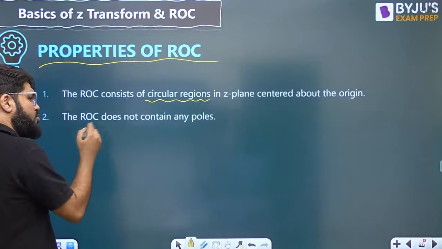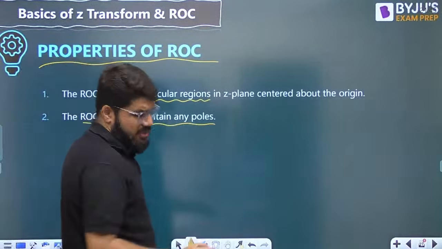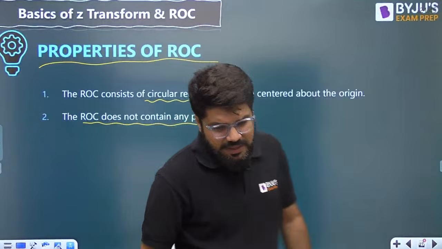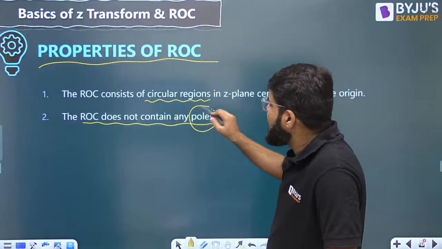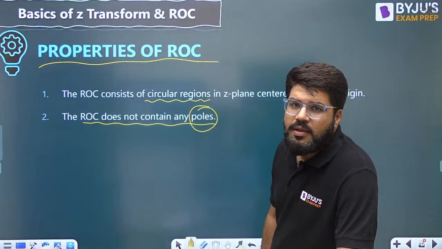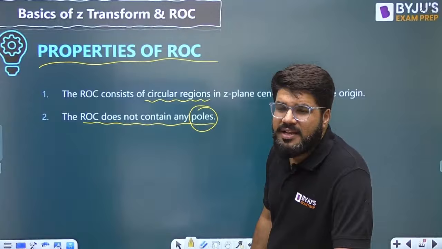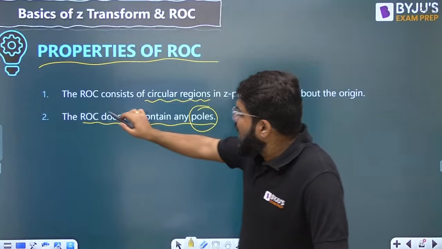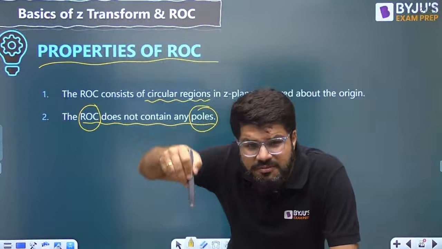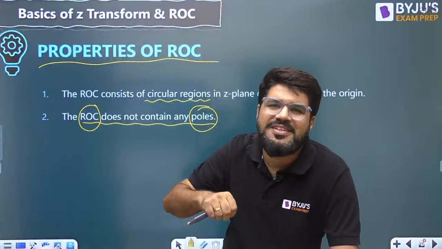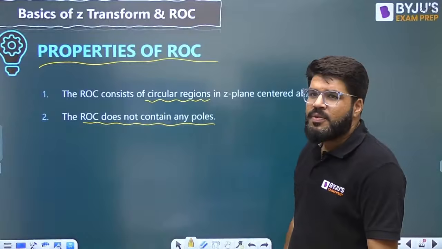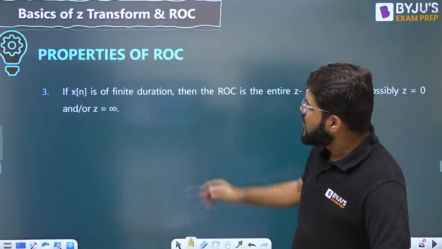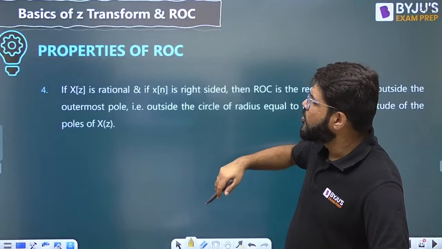As I have already shown you, ROC cannot contain any poles. The simple logic, once again let me repeat: a pole is a value where the Z transform is undefined, while ROC is a region where the Z transform is defined. So they are complements of each other and cannot be together. ROC can never contain any poles. Let us go to the fourth one.